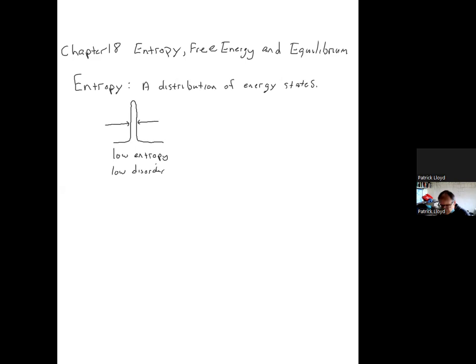But now imagine we use that energy to do something and it gets distributed throughout space, maybe even in different forms, and it looks something like this. Now we have a nice broad distribution of energy, right? So we would say that this is high entropy and large disorder. Okay, so we're going to use the symbol a capital S, uppercase S, for entropy. So that's our symbol for entropy.